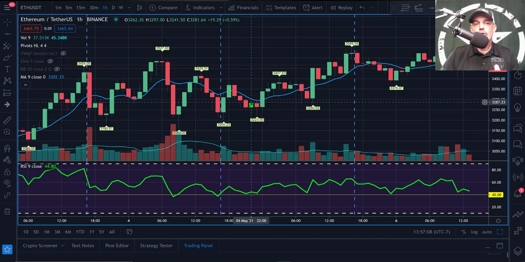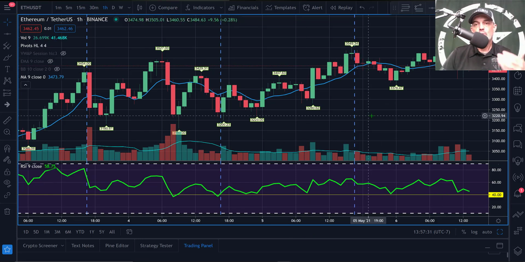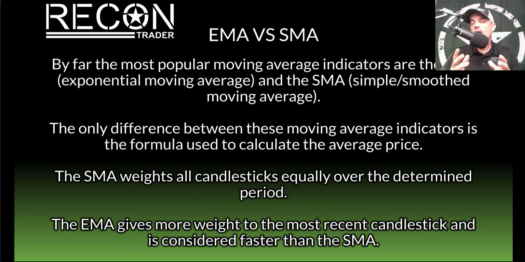And if we jump back over to the chart, the line you see moving through the middle of these candlesticks is a moving average. In this case, it is an SMA moving average. By far the most popular moving average indicators are the EMA, which is an exponential moving average, and the SMA, or the simple moving average. The only difference between these moving average indicators is the formula used to calculate the average price.